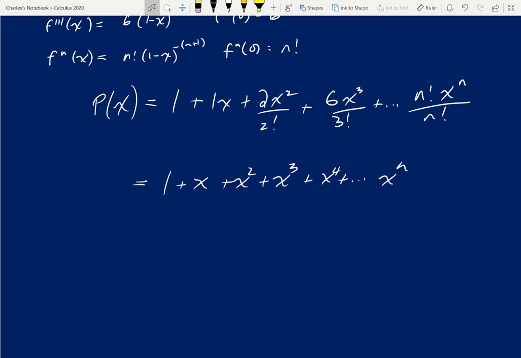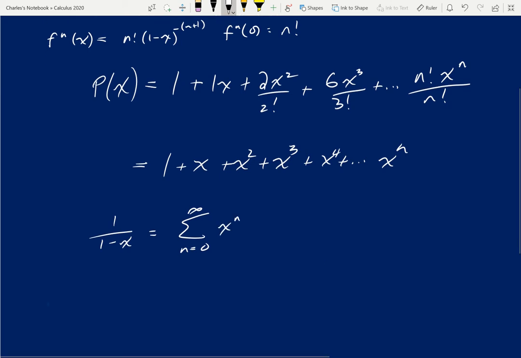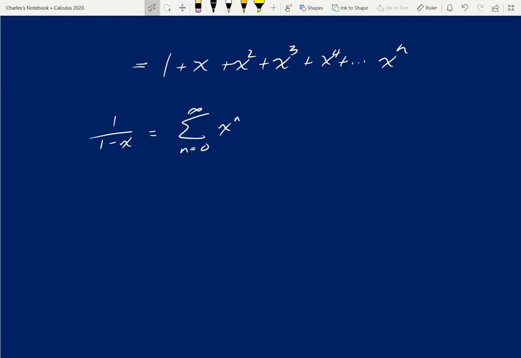And you can probably also say that the easier way to do this would be to say this is the sum as n goes from 0 to infinity of x to the n. And now what you should know is that you can use substitution.